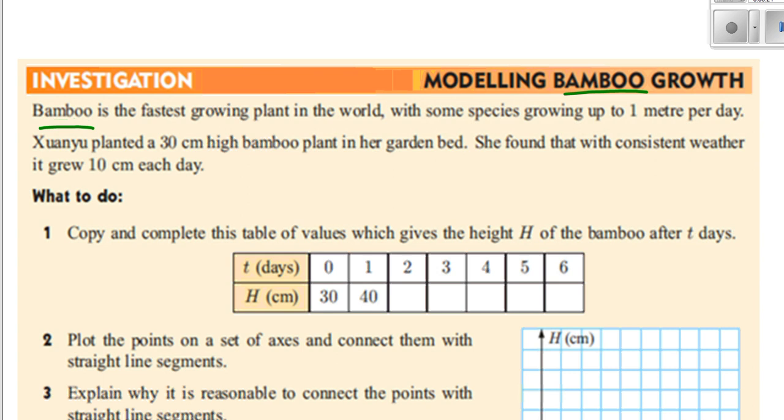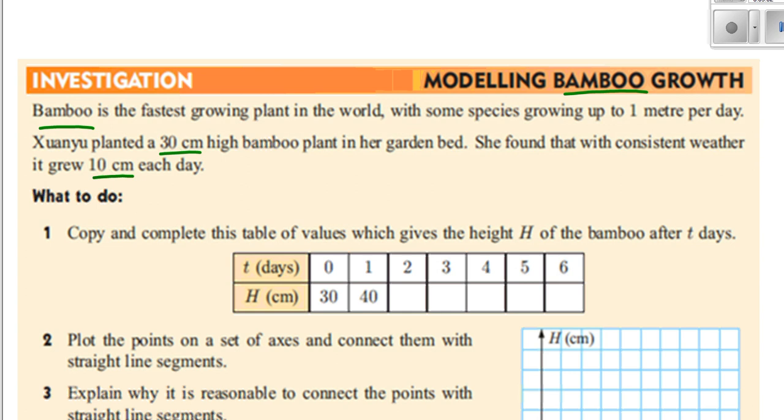Zhuanyu planted a 30 centimeter high bamboo plant in her garden bed. She found that with consistent weather, it grew 10 centimeters each day. So that's its initial height, and that's the rate at which it's growing. What would be its y-intercept? The y-intercept would be at time 0, when she first planted it in the ground. How high is it? The height would be 30, so the y-intercept would be 30 centimeters. What's its gradient? As you go across by 1 day, it goes up by 10 centimeters each day on the graph. So it's got a gradient of 10 and y-intercept of 30.